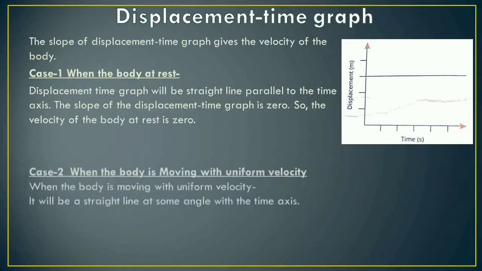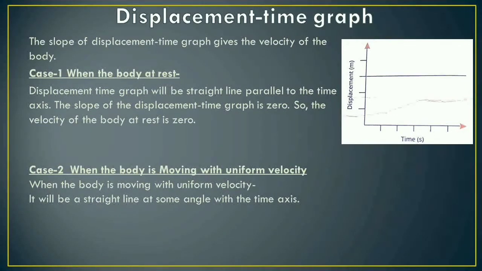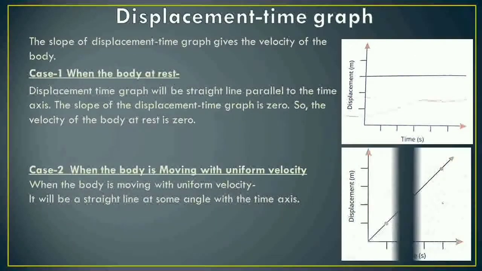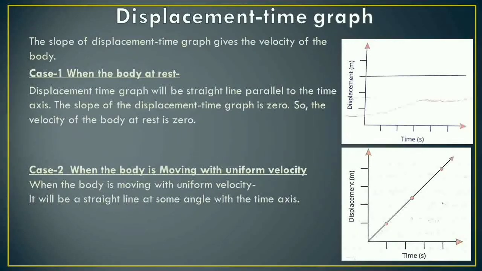Our next case is when the body is moving with uniform velocity. So the displacement time graph for a body moving with uniform, or we can say constant velocity, is a straight line at some angle with the time axis, or we can say the x-axis. You can see the body is moving with uniform velocity. That means it is not changing its direction, it is moving in a particular direction.